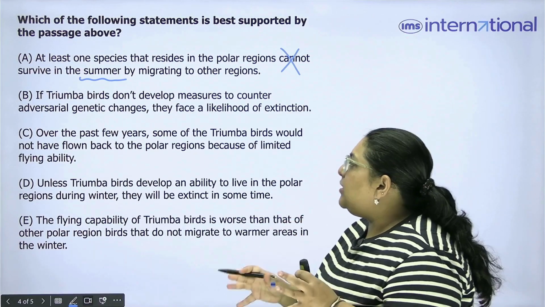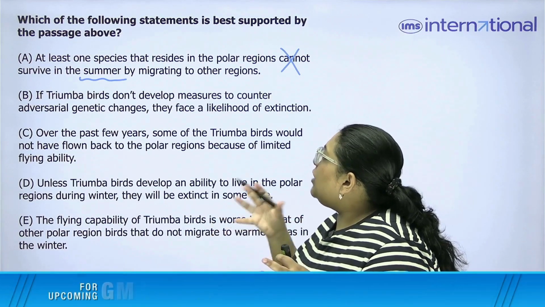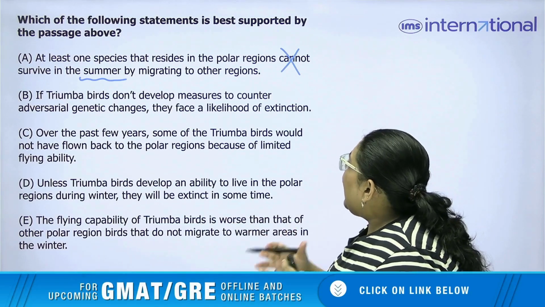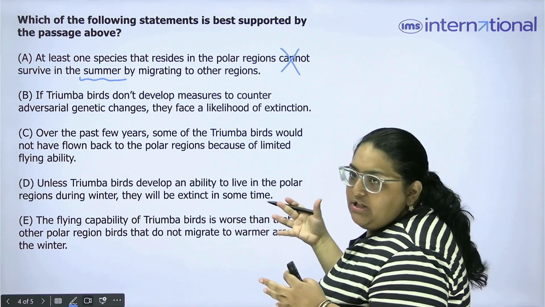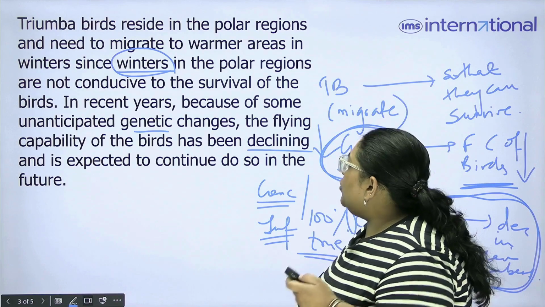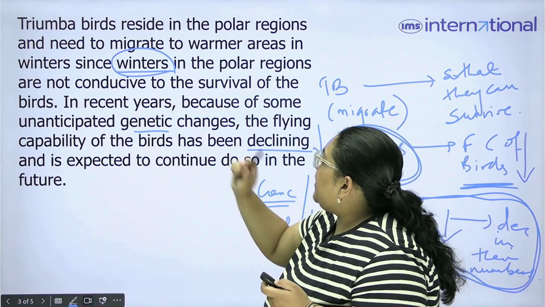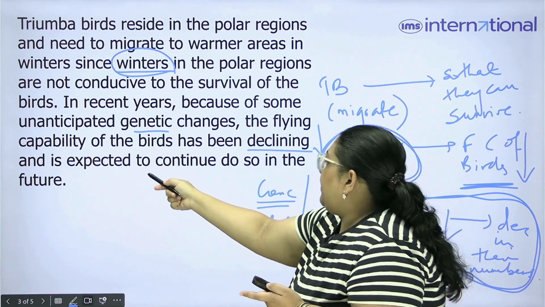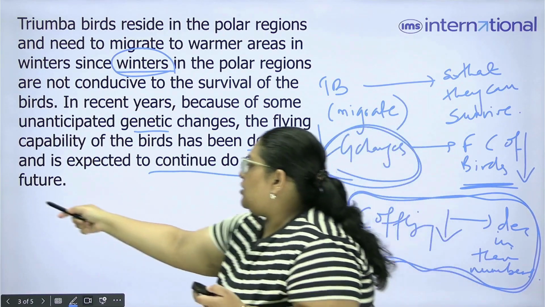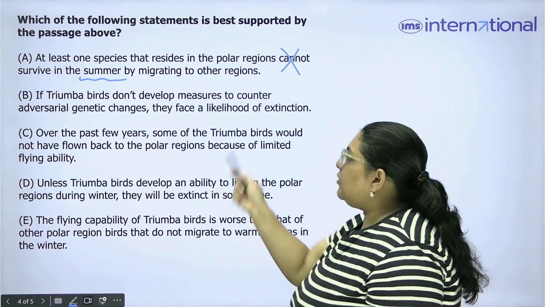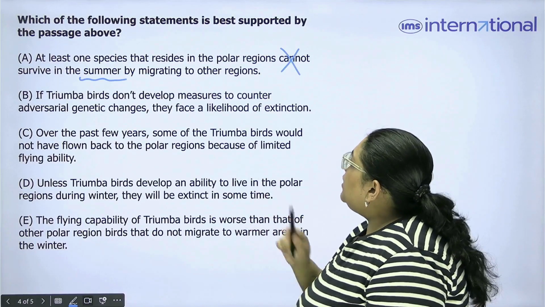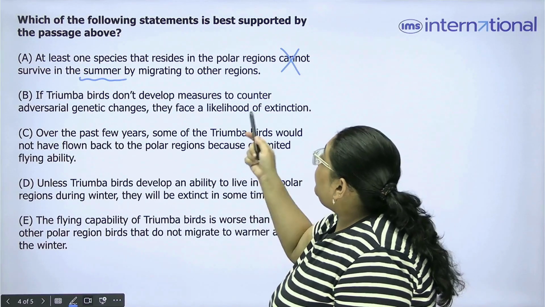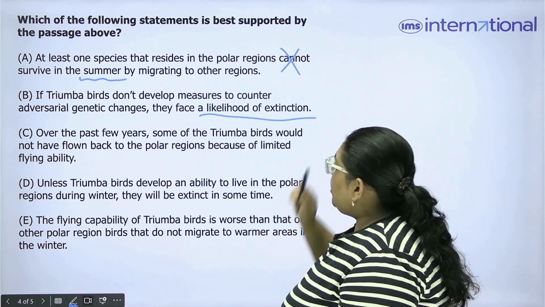If Triumba birds don't develop measures to counter adversarial genetic changes, they face a likelihood of extinction. Okay. We know that these unanticipated or unexpected genetic changes are continuing in the future. So yes, the first part of B is correct, that if the birds don't develop measures to counter these changes, they face a chance of extinction.